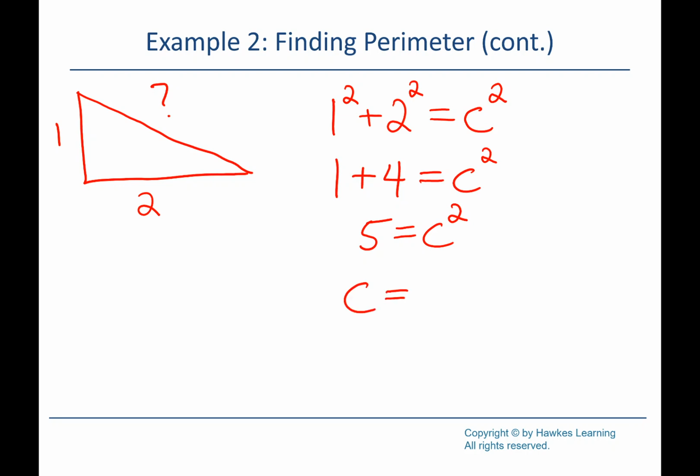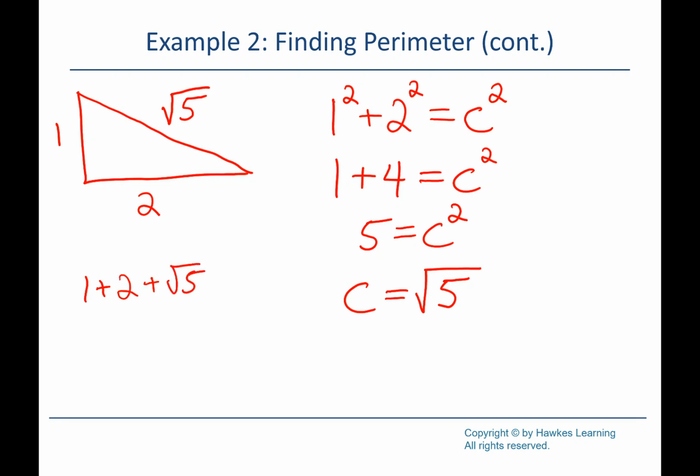So we take the square root. So the square root of c squared would be c, and the square root of 5 is just square root of 5. It's not a nice even number. Okay. So this side up here, we're not gonna get a pretty answer on this one. That's square root of 5, so we add all of our sides together, 1 plus 2 plus square root of 5.